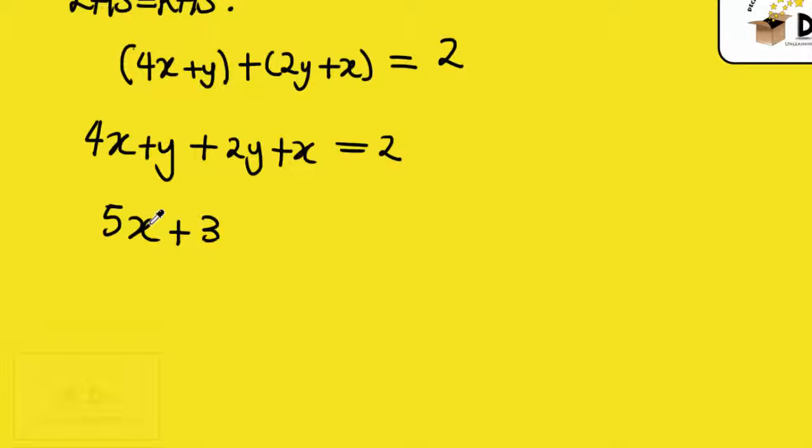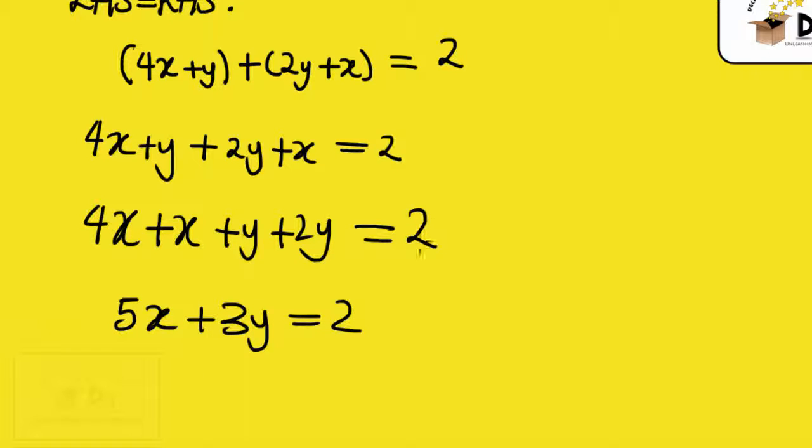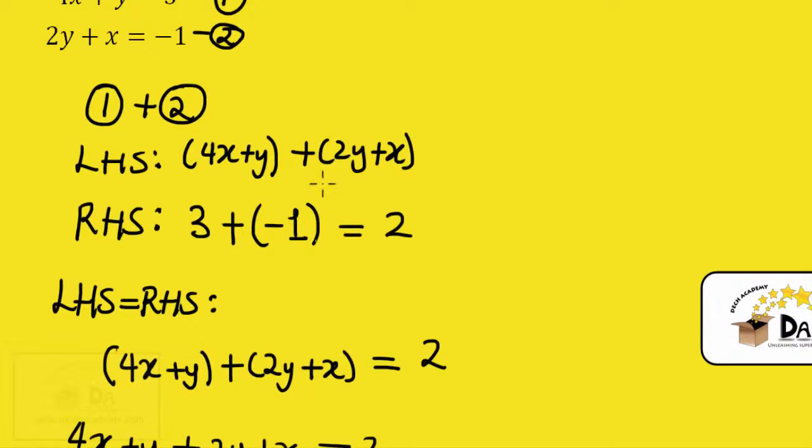So let me just write that out. Bringing like terms together gives 4x plus x plus y plus 2y on the left-hand side. And on the right-hand side, you just have 2. Simplifying gives 5x plus 3y. Then yeah, that's the result. We've added equation 1 and 2 together.